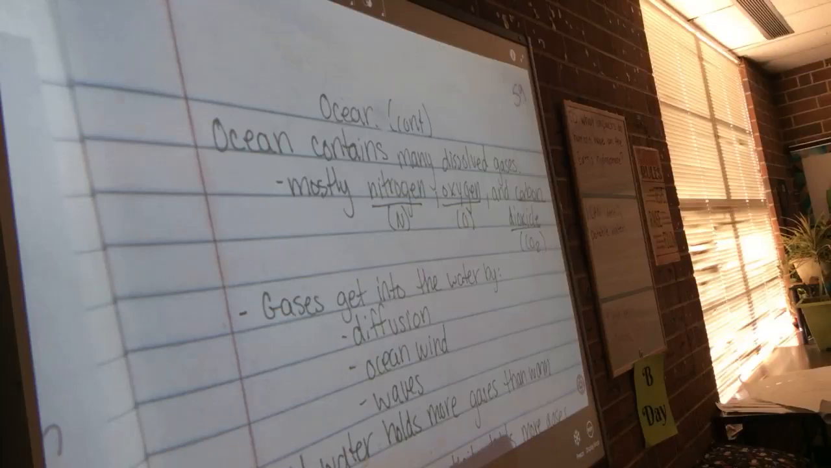Other than things like salt, minerals, and other solid substances being dissolved into ocean water, the ocean also contains a lot of dissolved gases, and we talked about that, especially when it comes to dissolved oxygen. But there are other gases in the ocean that we really need to focus on as well. The three main ones are nitrogen, oxygen, and carbon dioxide. Nitrogen we'll talk a little bit more later. But for now, we're going to be focusing mostly on carbon dioxide.